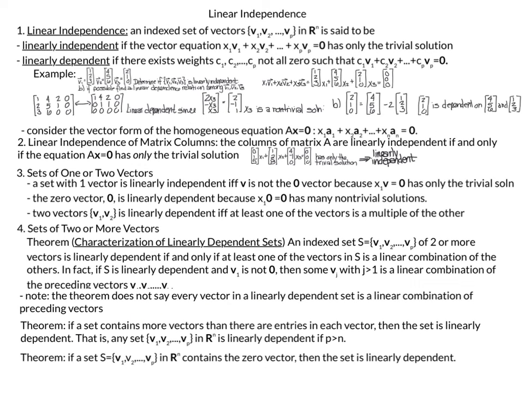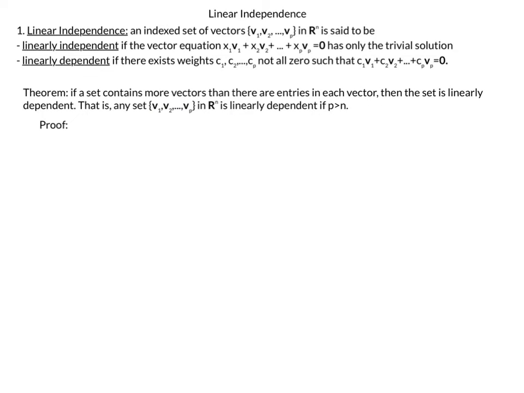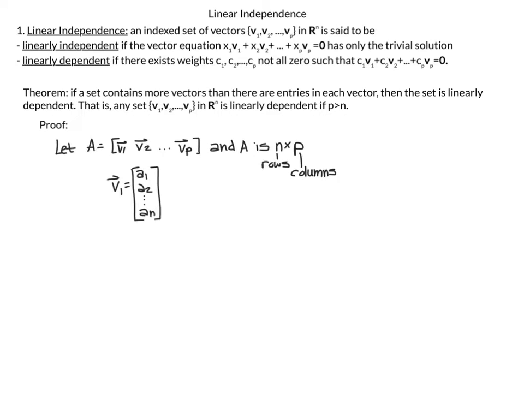Now we are down to our last theorems. The first theorem says if a set contains more vectors than there are entries in each vector, then the set is linearly dependent. That is, any set v1, v2 up to vp in Rn is linearly dependent if p is greater than n. I'm going to start by making a matrix A from the vectors v1, v2 up to vp, and they're in Rn. So in other words, v1 looks like this. It has n entries, n coordinates, and then there are p vectors. So A is an n by p matrix.